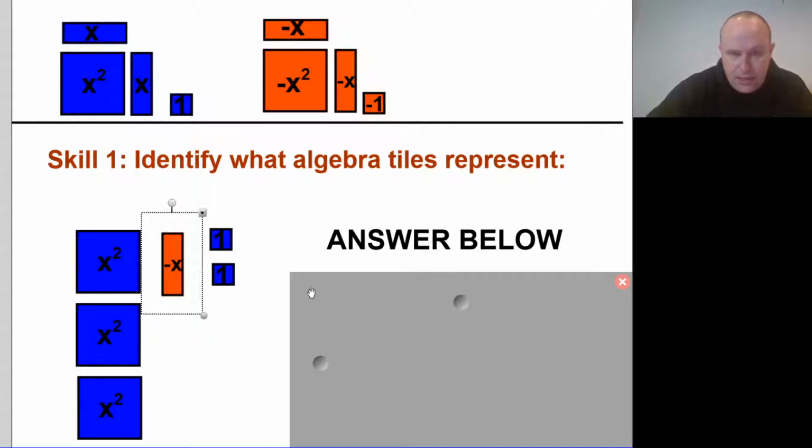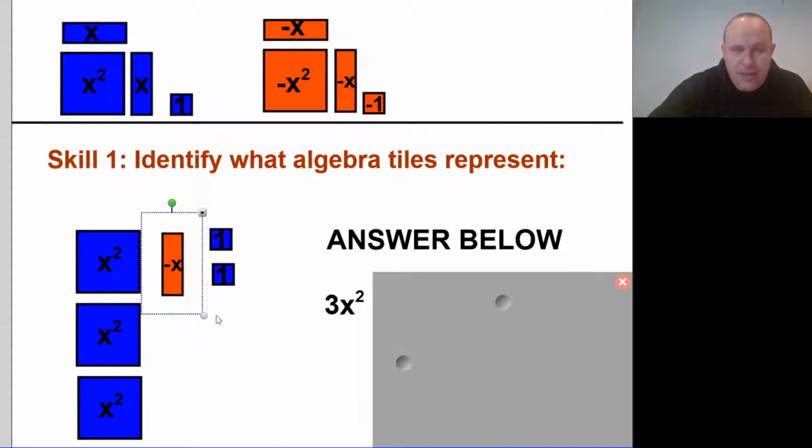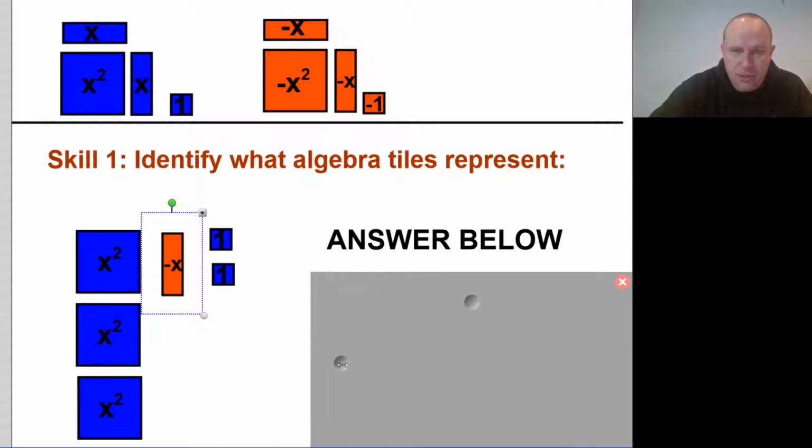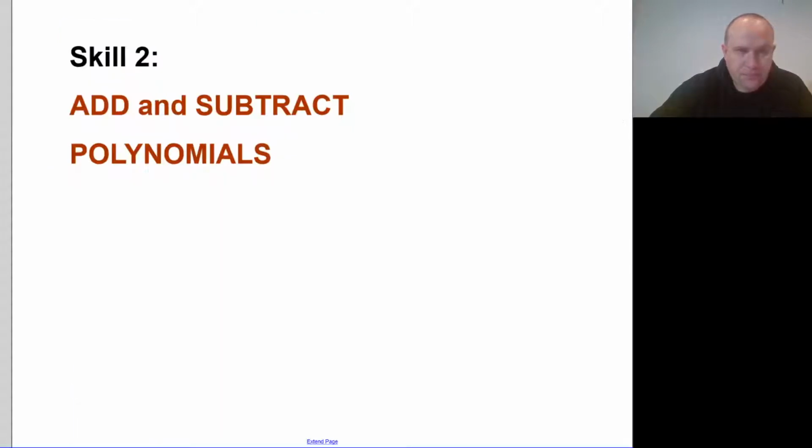So we're really just keeping a check of we understand what different tiles represent because they can ask us that on the SOL. So number of x squareds here, I got 3. So 3x squared. This time, notice I've got that different color. You can see the negative here though as well. So you could say it's negative 1x because there's one of them, but you could just say negative x like it says right there. And there's 2 of those little ones, so they're positives. So you could just put positive 2 there as your answer.